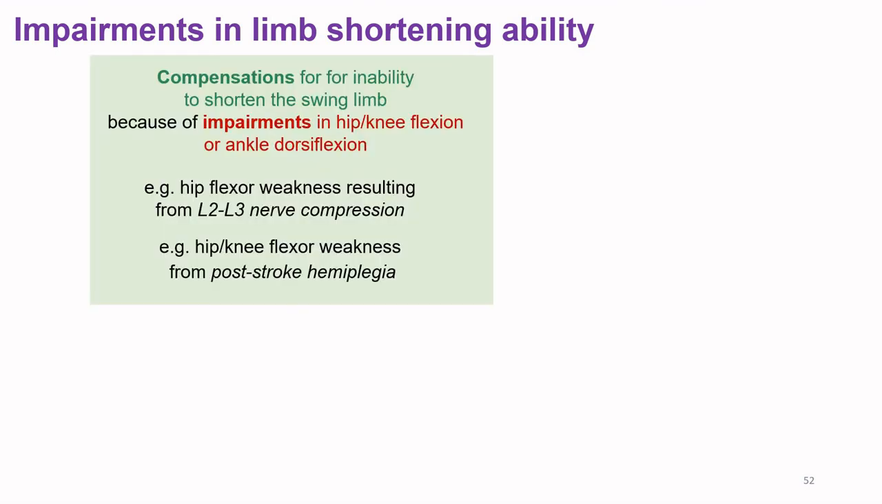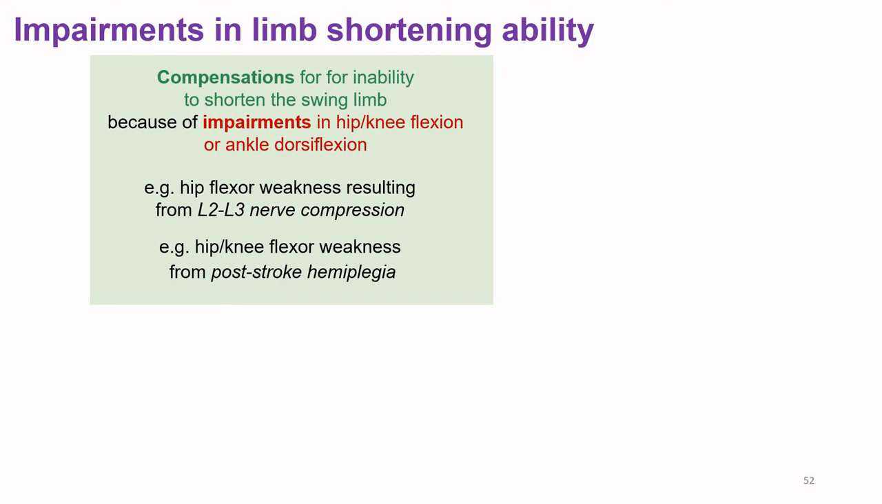The last thing I want to talk to you about today is impairments in limb shortening ability. Impairments in the ability to flex the hip or the knee or to dorsiflex the ankle all affect the ability to shorten the legs during the swing phase. We might see this in the case of weakened hip flexors resulting from L2 to L3 nerve compression, and we might also see it in the case of weakened hip or knee flexors associated with post-stroke hemiplegia.